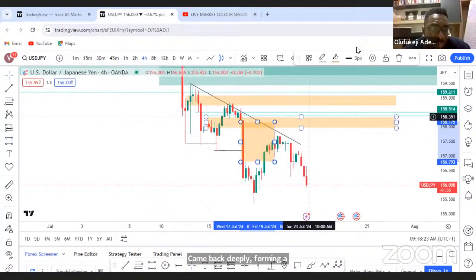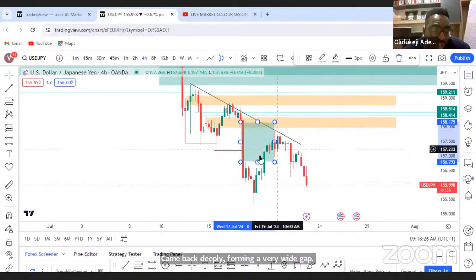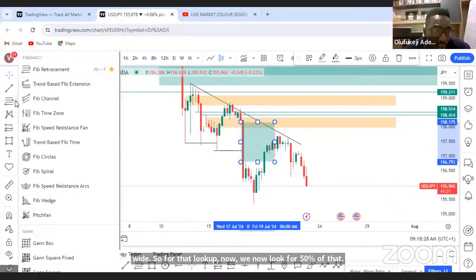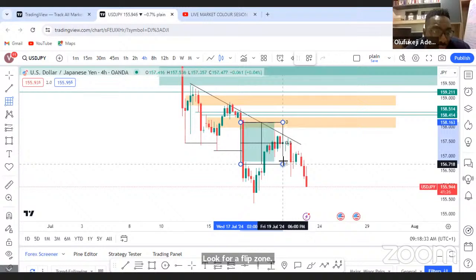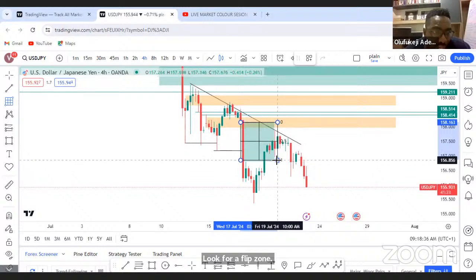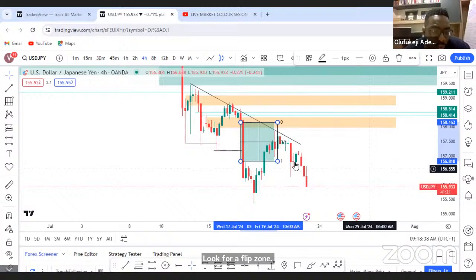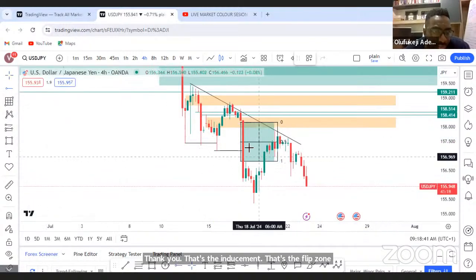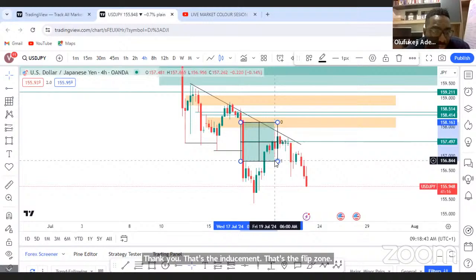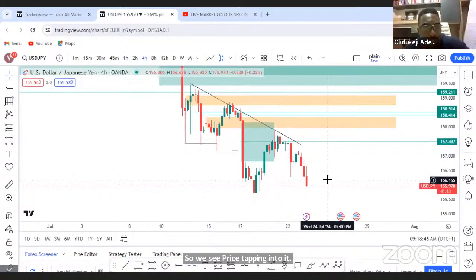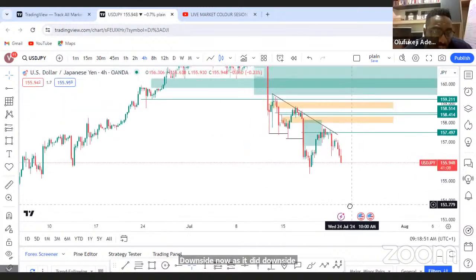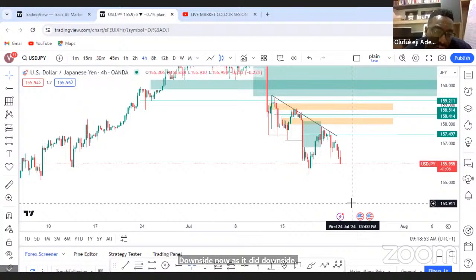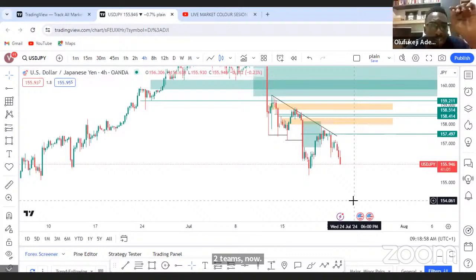Very wide. So for that fair value gap, we now look for 50% of that. Look for a flip zone. That's the inducement. That's the flip zone. So we see price tapping into it, and then now it's breaking to the downside. Now, as it's breaking to the downside, what can we draw again? Two things now. Price has left us, so we're going to be looking for IFVGs.